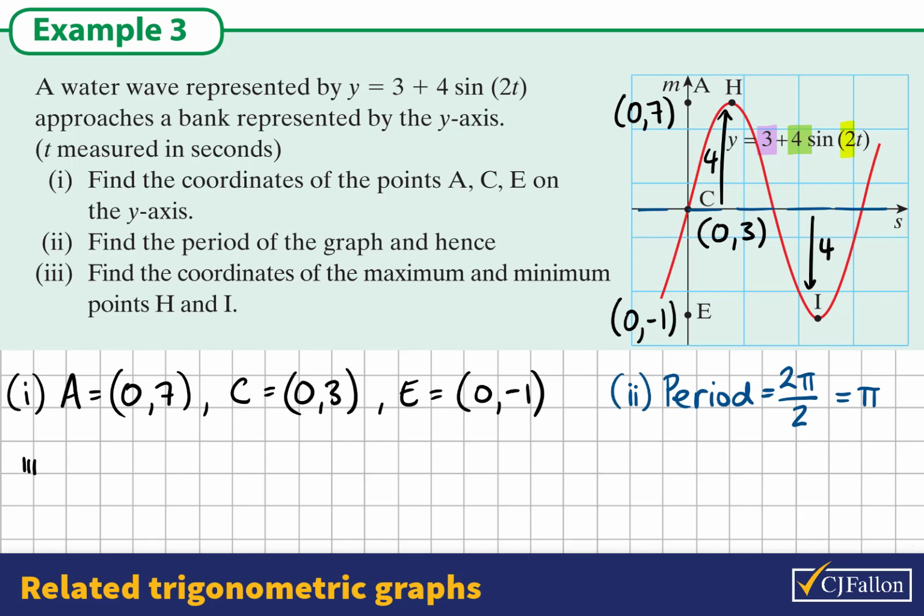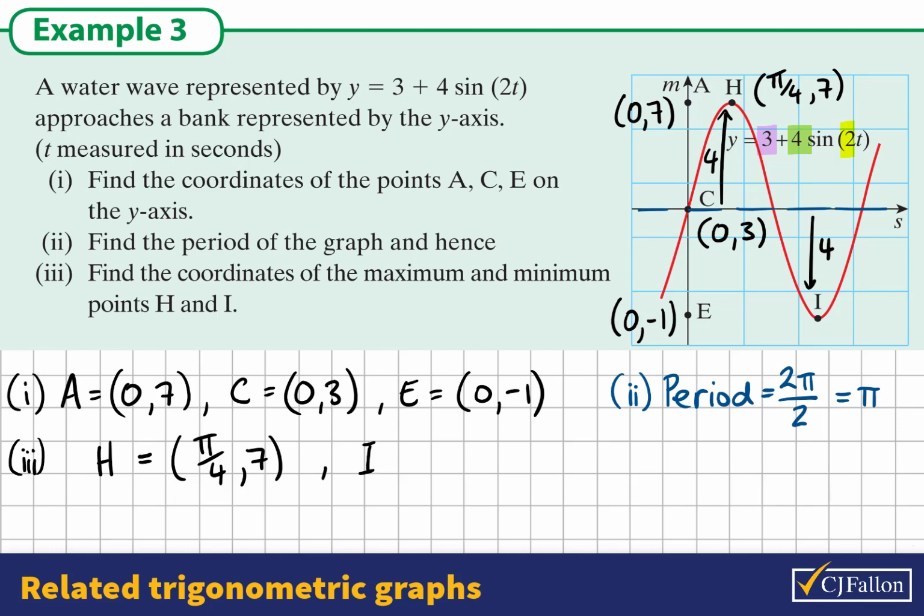And lastly, we're to find the coordinates of the maximum and minimum points, H and I. So we can see that the height of H is going to be 7, so it's something, 7. We can see also that it's 1/4 of the full wave. So since a full period is pi, it's going to be 1/4 pi and 7. So H is (pi/4, 7). And pi over 4 is measured in seconds, and the 7 is in meters.